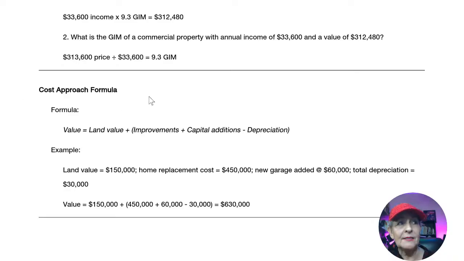So that's the cost approach. You got to break everything down. I mean, I don't mean break the building down by bedrooms and bathrooms and all that. It's the land plus the improvement minus depreciation. It's basically three things: land, improvement, any additions, minus depreciation.